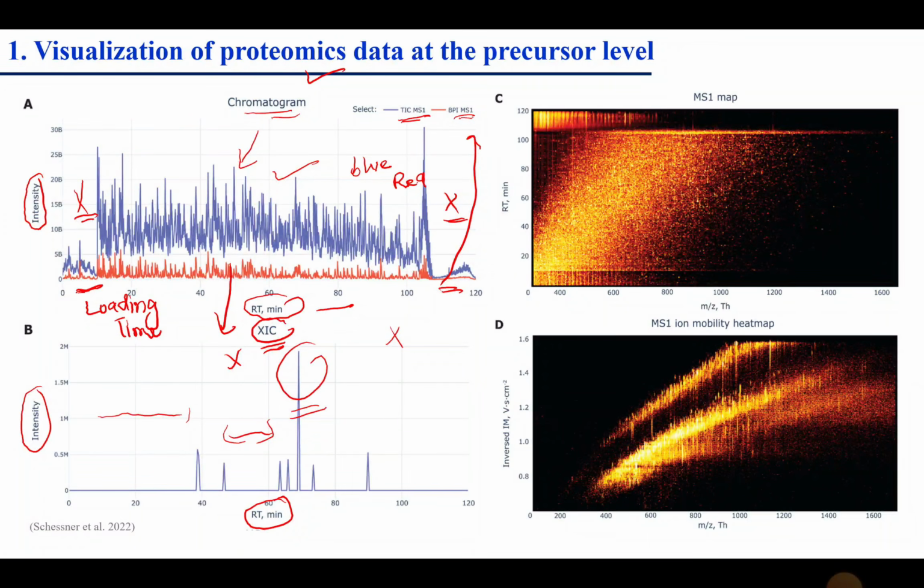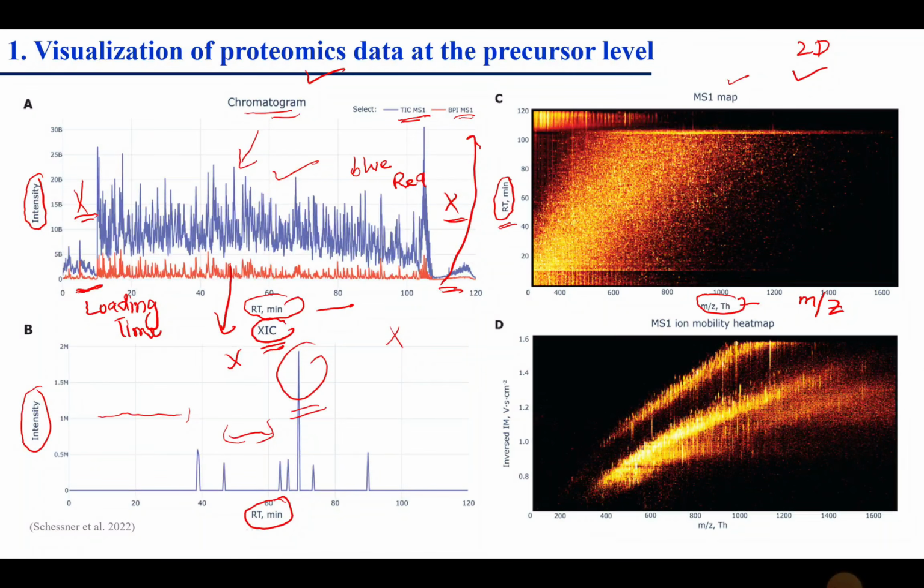In real life, whenever we acquire this, the data looks like these 2D graphs. Here you can see the MS1 map. In this, retention time is plotted on the y-axis, and on the x-axis the ions are separated on the basis of their mass to charge ratio.